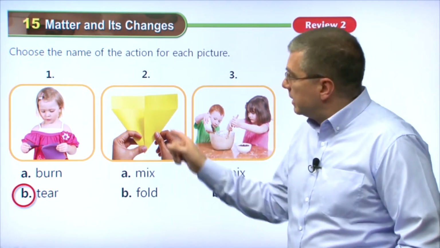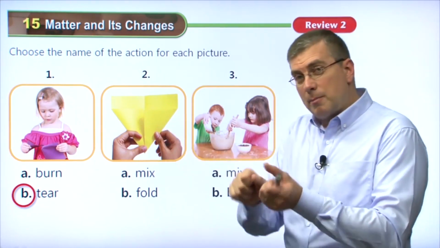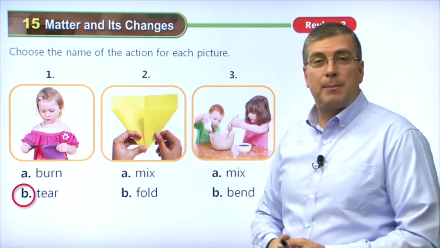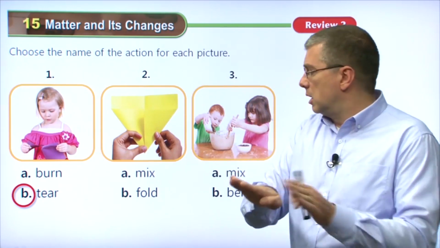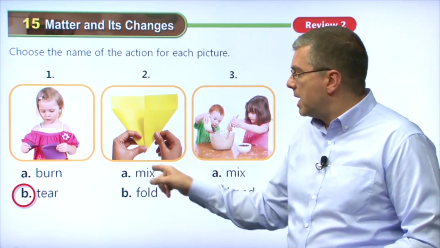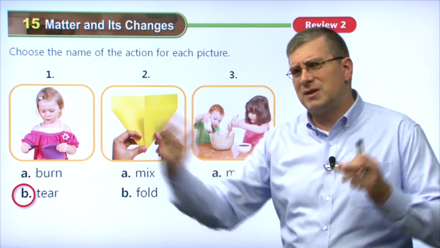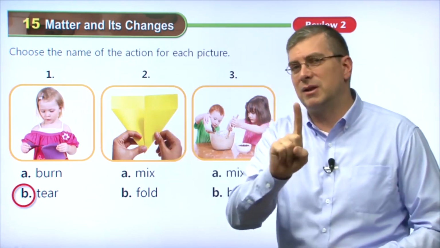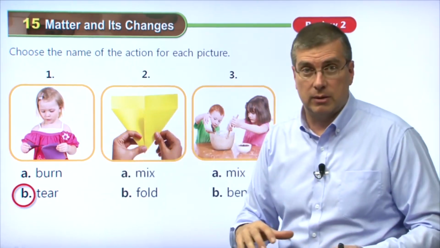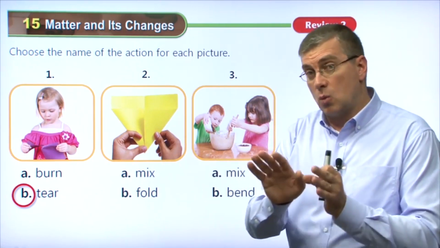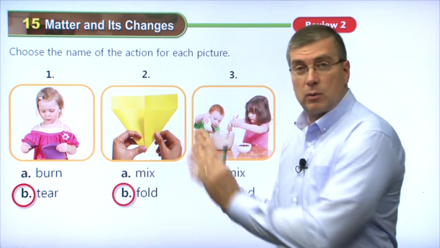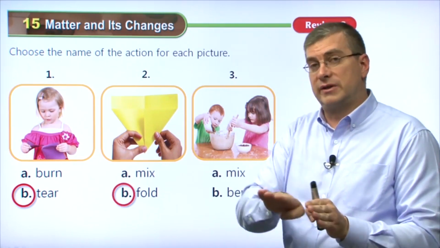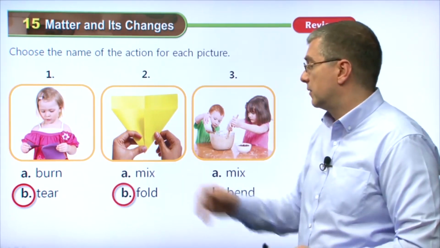Move on to number two. This person is taking a piece of paper and making a paper airplane. That's fun to do, isn't it? When you make a paper airplane, what are you doing to the paper? You are either mixing the paper or folding the paper. Remember, mix means to take two or more things and mix them together. But that's not happening here. There's only one material. It's paper. And we're not adding anything to it. We're just changing the shape of the one item. What we're doing is we're folding it. We're changing the shape by folding the material over itself, to cover one part of it with itself. So, to fold.